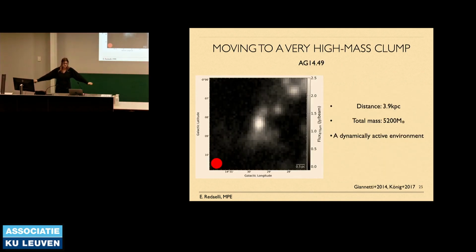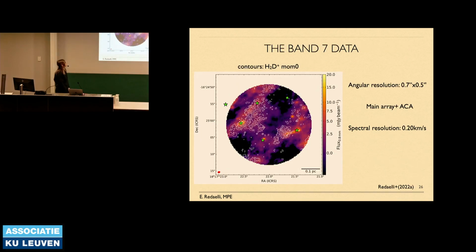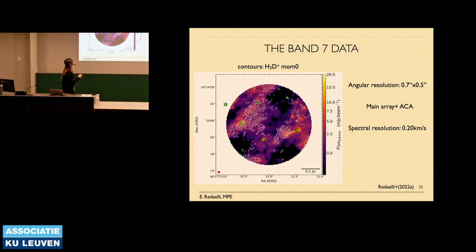But then we went to this big guy. So this seems very similar to the previous one, but it's actually almost 3 times farther away, and it contains more than 5,000 solar masses. So for sure, this has the potential of forming multiple high mass stars. So we targeted it with ALMA in band 7, and this is the zoom in the very center of the previous picture. And what you see here is the continuum emission in color scale. And you see that the continuum has some peaks, and almost everywhere where you have a peak, you have a star symbol, meaning that there is a protostar there.